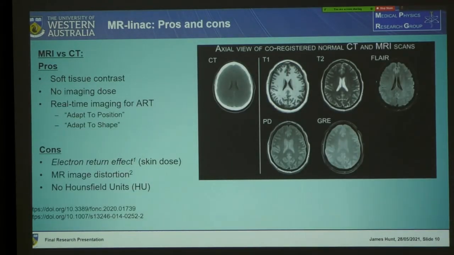So here's some examples quickly of MRI and CT, some basic differences. You can see the difference in soft tissue contrast is a main benefit of MRI. So you get a much higher definition soft tissue contrast and different options for imaging with MRI. CT does have other options as well, but MRI is known for its soft tissue contrast. Another main benefit is there's no imaging dose with MRI as opposed to CT. As I mentioned also, you can have real-time imaging for ART.